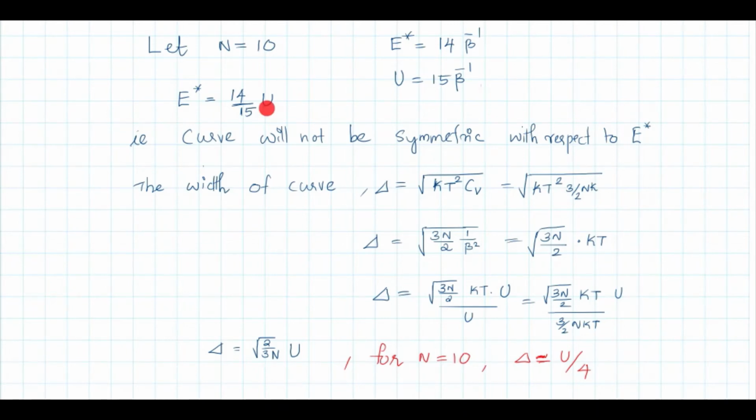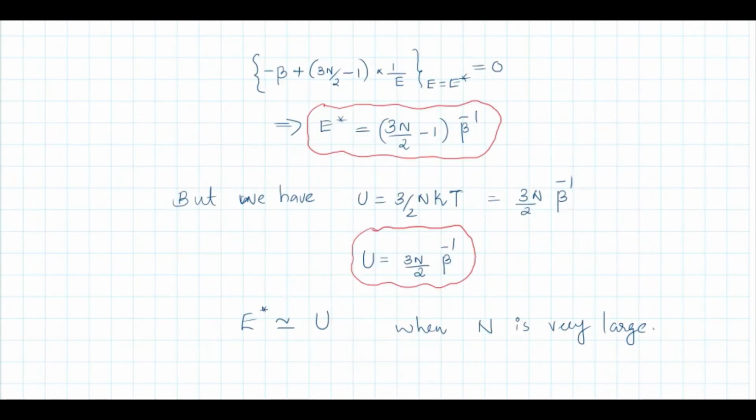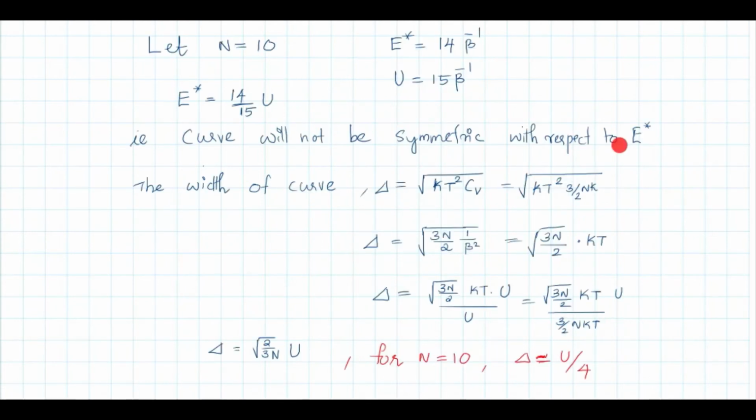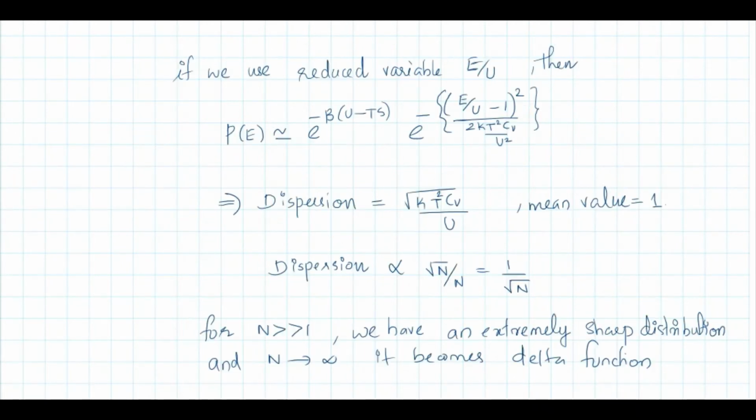In this case, which curve? The curve of g of E into e raised to minus beta E will not be symmetric with respect to E star. That I will explain soon. We can calculate the width of the curve also, the dispersion or standard deviation. We already defined it as delta is equal to square root kT square Cv. It is a measure of the width of this curve.